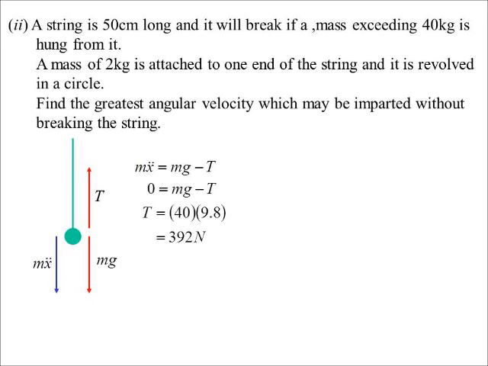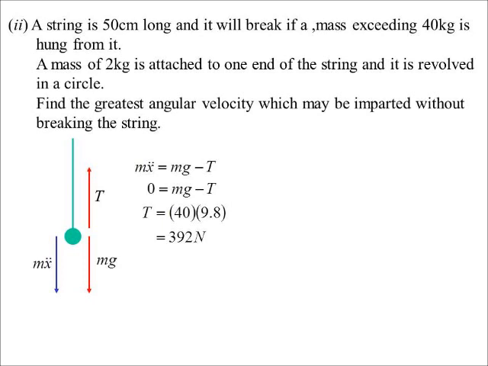Tension, well, we were told it's a mass of 40 kilograms, and gravity we're assuming is 9.8. So we know that when the force on this string is 392 newtons, that's when it breaks, regardless of the size of the mass. Just 392 newtons. So now, what happens when I put a 2 kilogram mass on it?